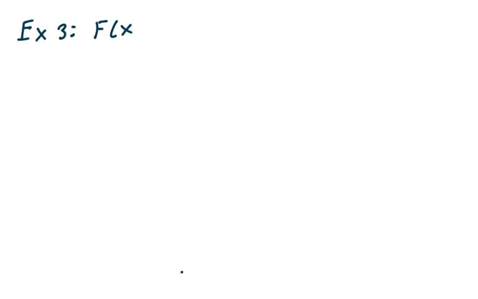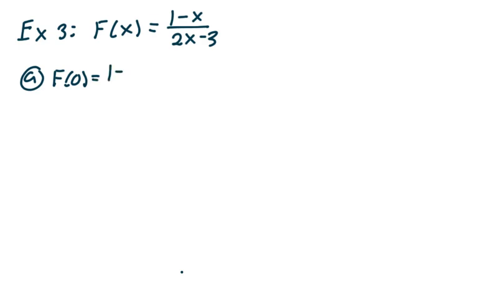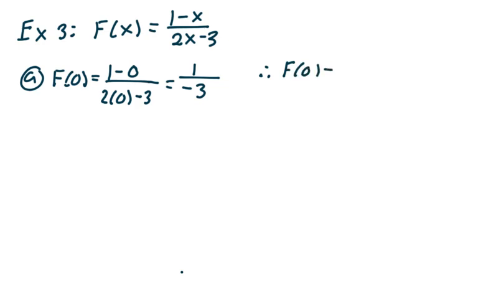So I'll call this f of x, capital F of x, is (1 minus x) divided by (2x minus 3). And in A, I want f of 0. So wherever I see an x, I replace it with 0. Okay? So I get 1 minus 0 in the numerator. I get 2 times 0 minus 3 in the denominator. So in the numerator, I get 1. In the denominator, I get negative 3. So f of 0 is negative 1/3.